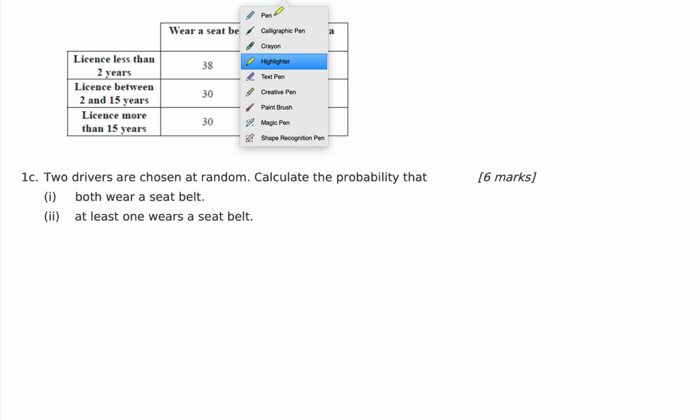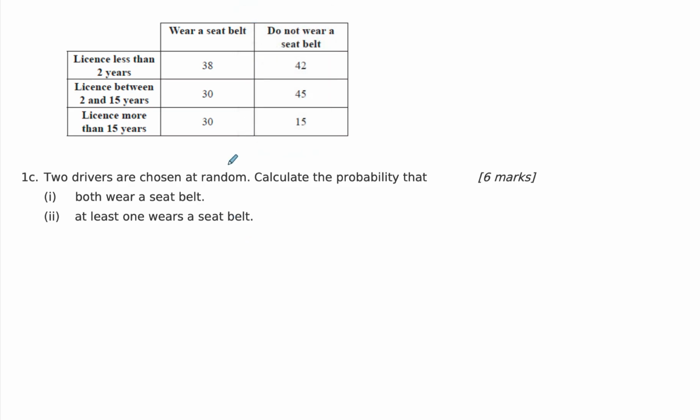So the last section is on, again, probability, but it's 2 events. So 2 drivers are chosen at random. Calculate the probability that they both wear seatbelts. So when you have 2 events happening, you need to decide if it's a replacement or no replacement. In this case, it's no replacement. Meaning that I picked one driver and then I didn't replace it, so I'm picking the other one. So in this case, the denominator is going to be different.